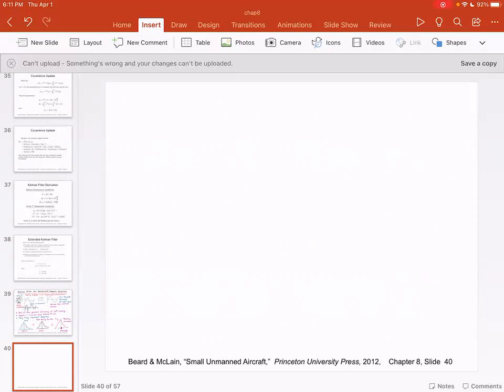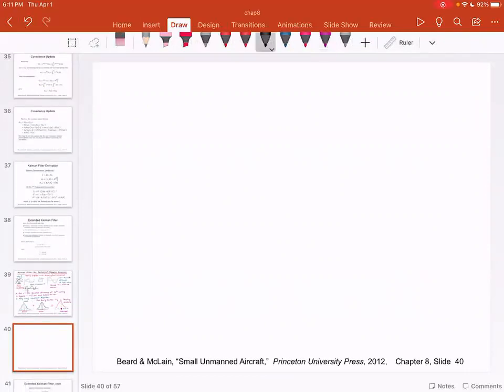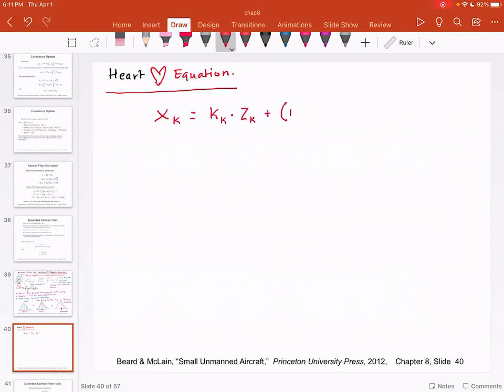So what is this Kalman filter doing? Let me write down a very simple expression that is at the heart of Kalman filter. I'm going to call this the heart equation. Maybe I should draw the heart equation. And this heart equation is something like this. Xk is equal to, I'm going to call this Kk, multiplied by zk plus 1 minus Kk multiplied by x hat k minus 1.